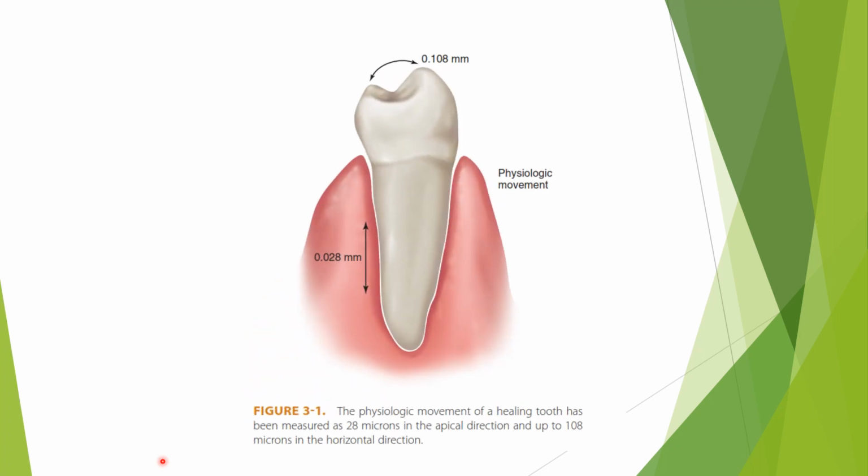Here, the physiologic movement of a healing tooth has been measured as 0.028 mm or 28 microns in the apical direction and up to 108 microns in the horizontal direction. So that is about the physiologic movement of a healing tooth.